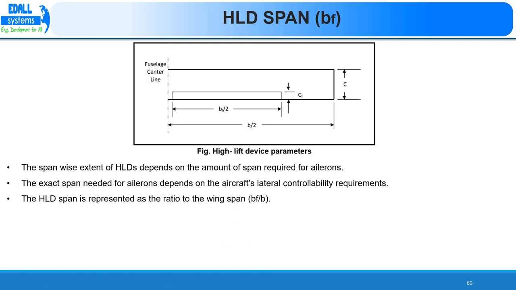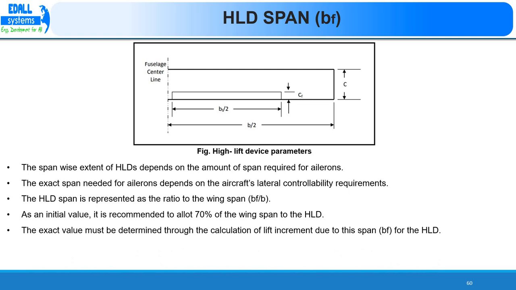High-lift device span is represented as the ratio of high-lift device span, that is flap span BF, to the wing span B. 50% of the wing span is taken as the initial value for the span of high-lift device. Exact value must be determined through the calculation of lift increment due to this span BF for the high-lift device.